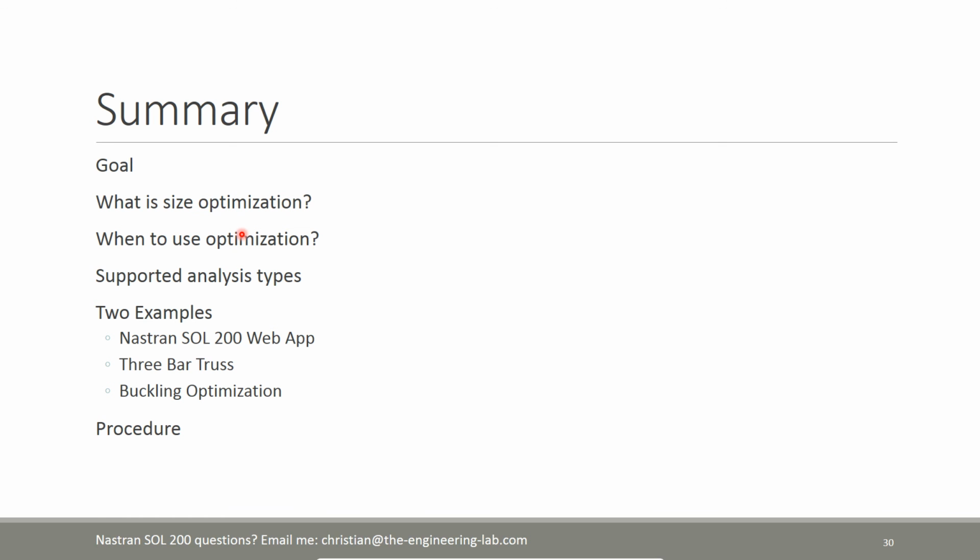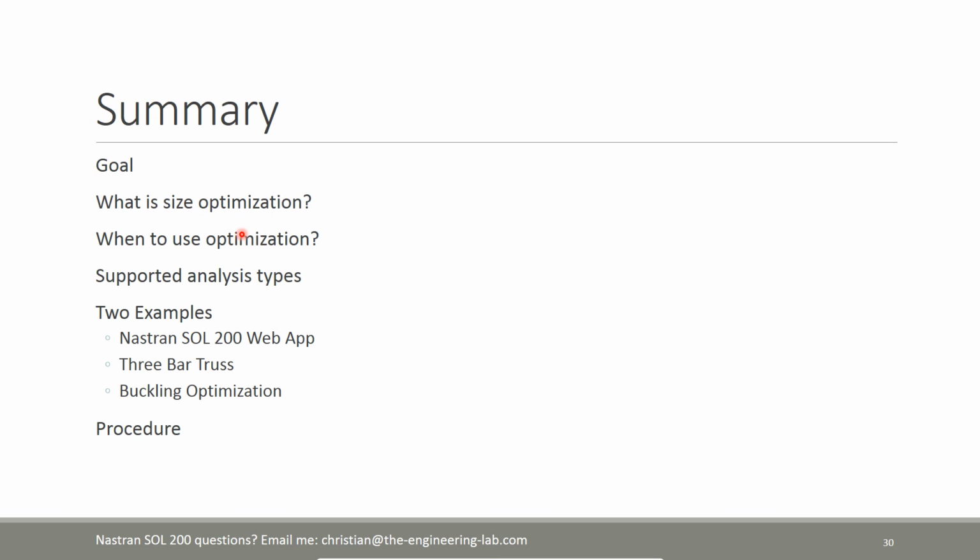And just to summarize, we went over what size optimization is. There are a lot of optimization types out there. Here I wanted to start you off with size optimization. I went over when to use optimization. This could be when you want to minimize the weight of your structure. You could have a configuration for your model where it's not fulfilling all the design constraints. You can let the optimizer find a model that actually fulfills your design constraints.